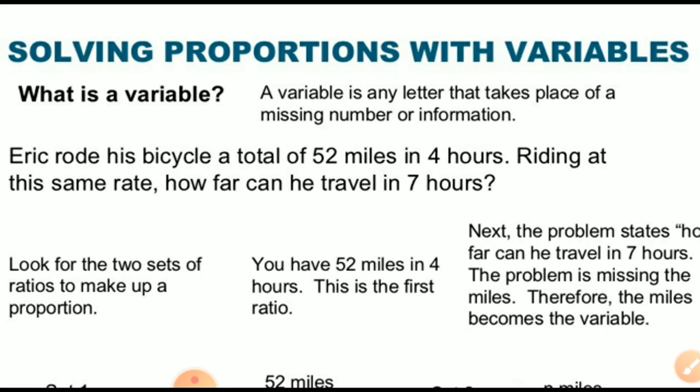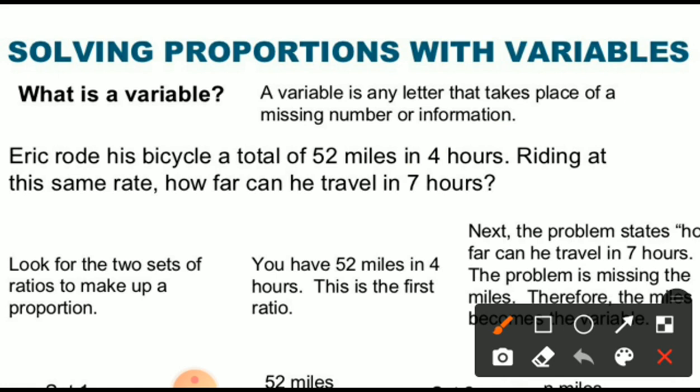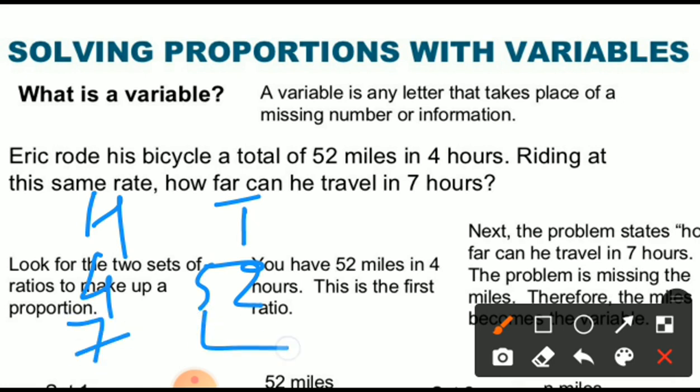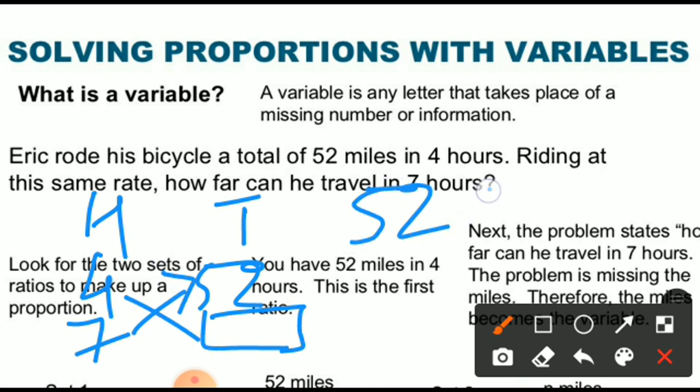Or you can say, Eric rode a total of 52 miles in 4 hours. Okay. So hours will be first and traveling is afterwards. In 4 hours he travels 52 miles. Okay. So in 7 hours how much can he travel? Here, question mark. So cross multiply means this one and this one. You can write 52 multiplied by 7 divided by 4.